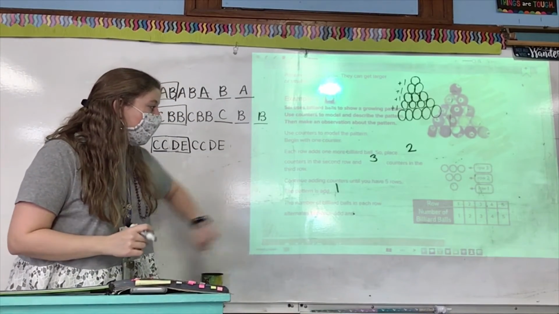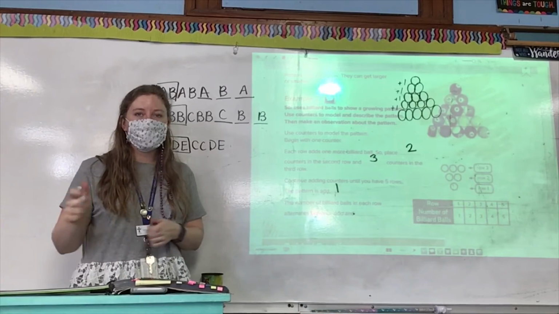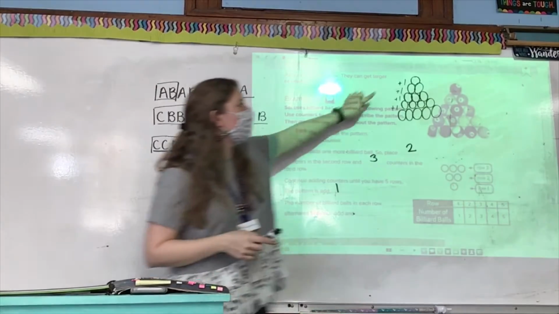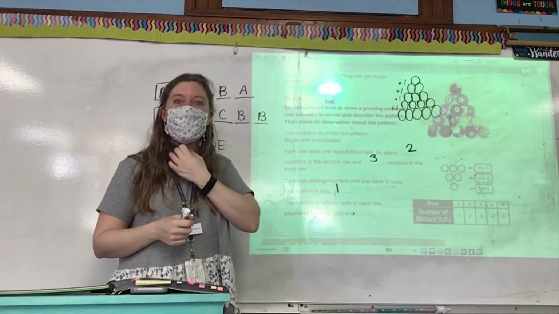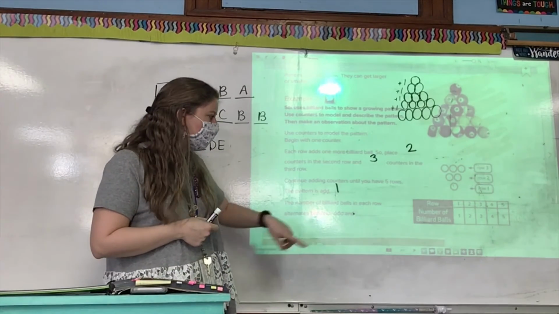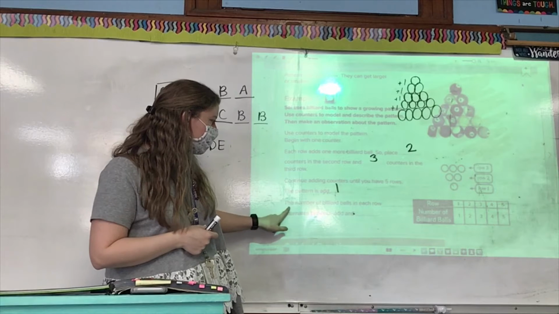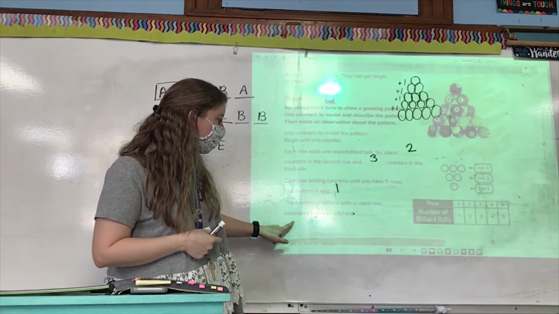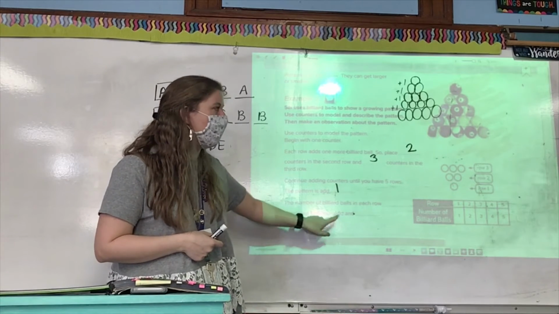So now this is an observation. Sometimes you have to make an observation. So you have to look. Well, other than adding 1, what is another pattern I see? Well, one that you can say is that the number of billiard balls alternates between odd and what?